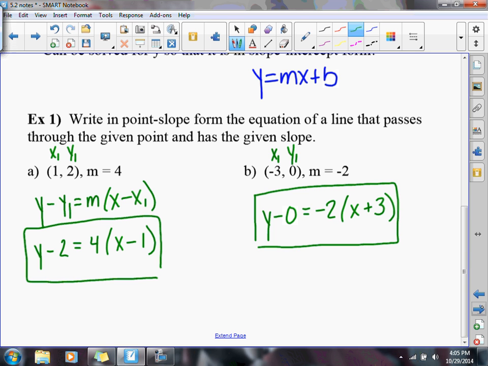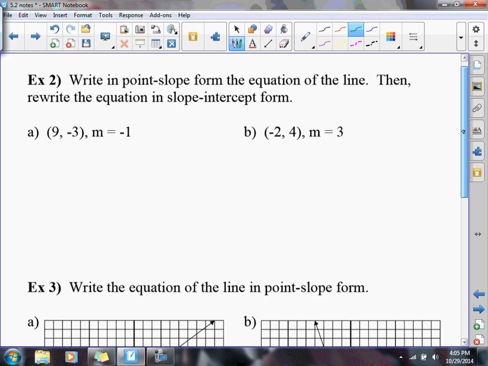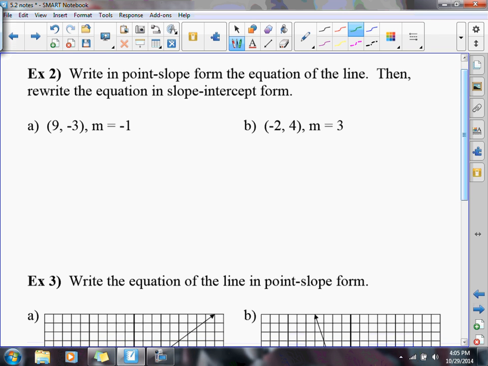Okay? Now in example 2, we're going to do that same thing. We're going to substitute in the information, and then we're going to solve it so that it's in slope-intercept form. So remember, it's y minus y1 equals m times x minus x1 for our point-slope form. So I have x1 and y1 and my slope. So I'll start by doing y minus a negative 3, which would be plus 3, equals my negative 1 for my slope, and then x minus 9.